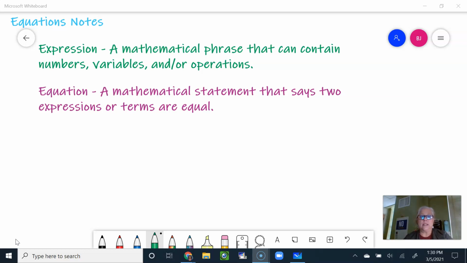We also today are going to start talking about equations. Now, equations are a mathematical statement that says two expressions or terms are equal. You might want to take a moment right now to pause this video and to write these two definitions down.